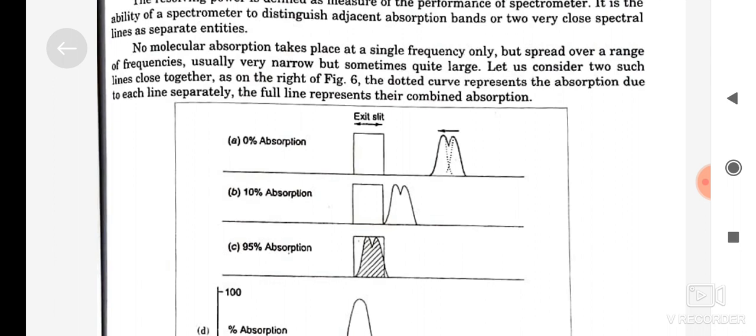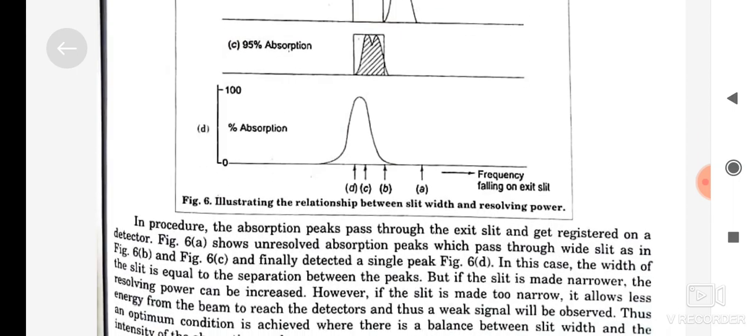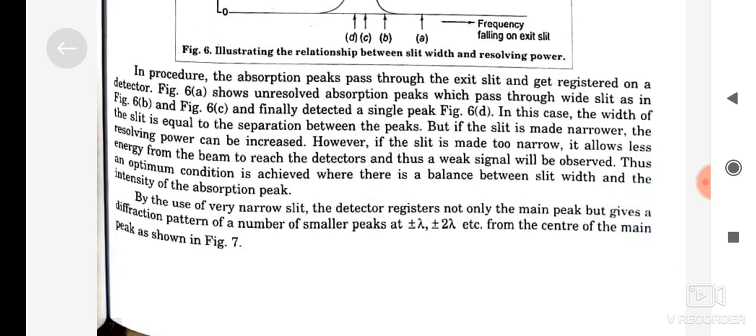Let us consider two such lines close together, as on the right of figure 6. The dotted curve represents the absorption due to each line separately. The full line represents their combined absorption. In the procedure, the absorption peak passes through the exit slit and gets registered on the detector. Figure 6a shows an unresolved absorption peak which passes through a wide slit as shown in figure 6b and figure 6c, and is finally detected as a single peak, figure 6d.